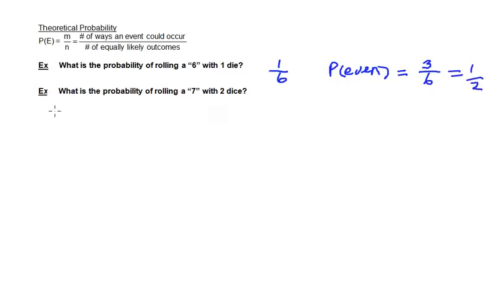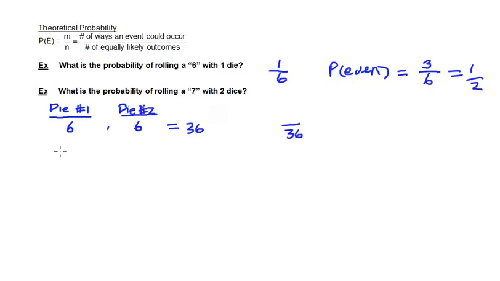Let's look at the next example, which asks, what is the probability of rolling a 7 with 2 dice? Here our sample space becomes more complicated. For die number 1, there are 6 different possibilities, the numbers 1 through 6, and the same for die number 2. But these 2 dice are considered independent because the roll of one doesn't affect the roll of the other, so we'll multiply the number of possibilities for a total of 36 possible outcomes, and that's going to be our denominator.